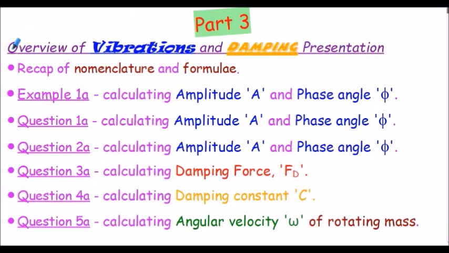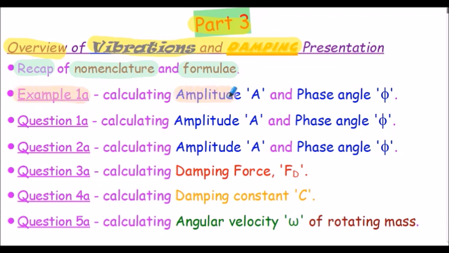Here's a brief overview of the contents of this part 3 of the lecture series presentation for vibrations and damping. Initially, this presentation commences with a brief recap of the nomenclature used and the formula derived from the previous presentations. We then work through in detail example 1a, which requires us to calculate the amplitude A and the phase angle phi for a damped mass spring system when subject to an applied external force. This example basically gives you a template for the solutions to the questions that follow.